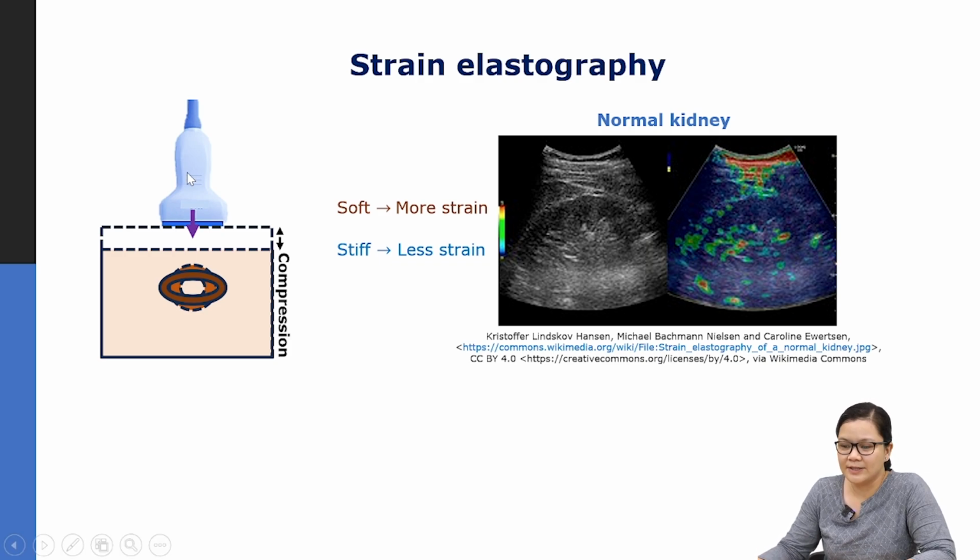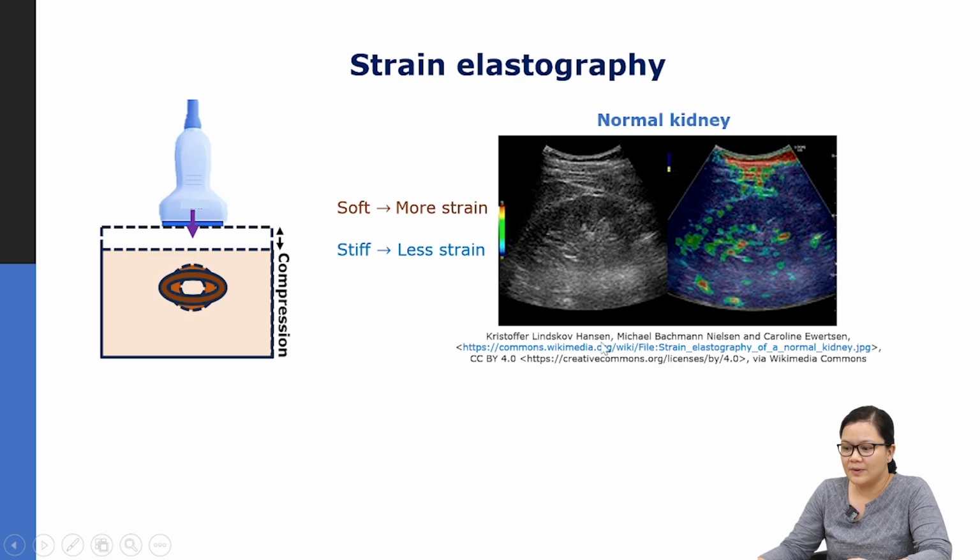So as I had mentioned, what happens is that you first take an image of the material, the tissue, and then compress, and then take another image right here. So you would take an image before and after compressing the tissue. You can also compress with your transducer itself. So you put the transducer on top of the material and compress it by hand. And based on that, you can create an image of the strain.